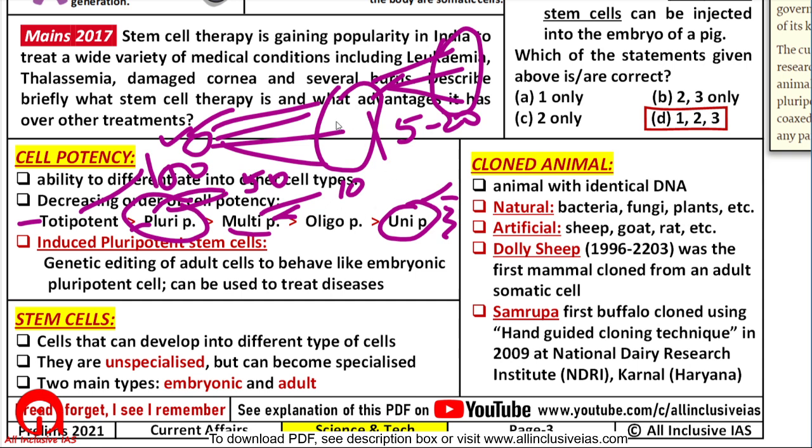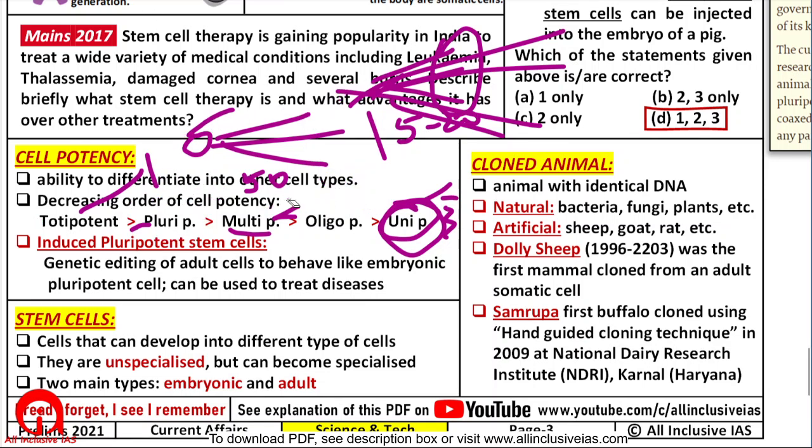Okay, so pluripotent cells can divide, they can specialize into different types of cells. So if you are able to take a cell of the human body and make it behave like a pluripotent cell, then you can treat all kinds of diseases of the human body, right?